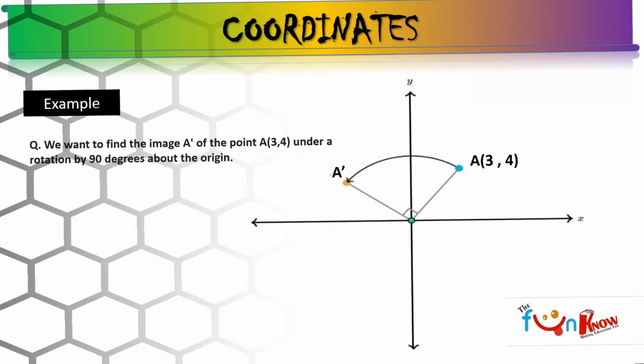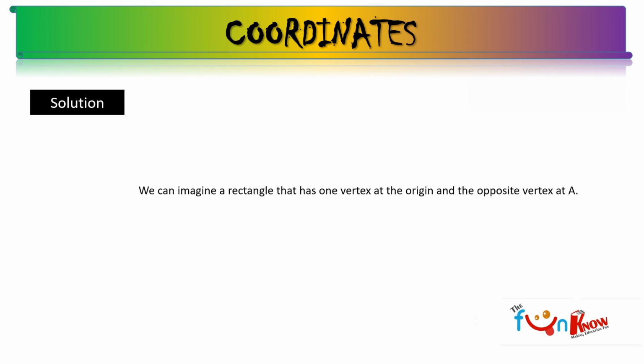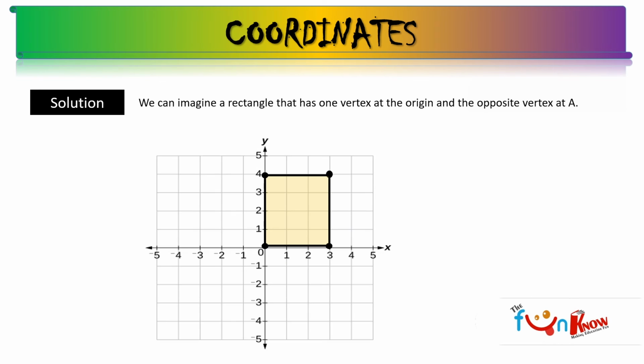So let's see the solution. Firstly, students, whatever the question they have given us, we'll just plot the points on the graph as per the question. We can just imagine there is a rectangle where one vertex is at the origin and the opposite vertex is at position A. So one vertex I can consider is at the origin, and opposite to this vertex there is vertex A, which contains point (3, 4) as given in the question. So this is our graph which is already given to us.